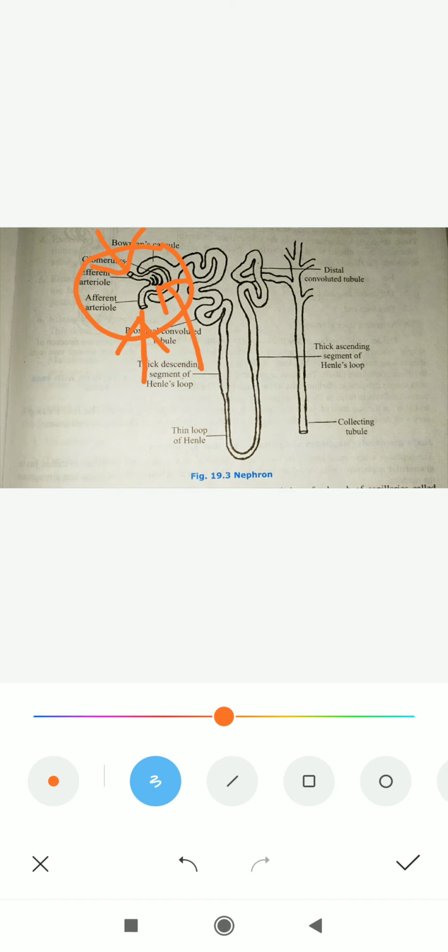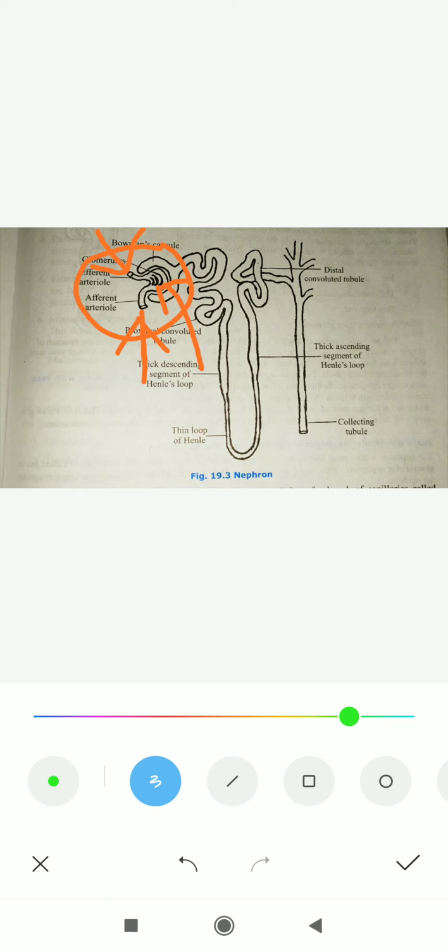So the first part, which you can see on the screen as Malpighian body, contains the C-shaped or cup-shaped Bowman's capsule. In this Bowman's capsule, another part is there, that is glomerulus. Glomerulus is formed by the blood vessel. The blood vessel which enters into the cup or Bowman's capsule is the afferent arteriole.